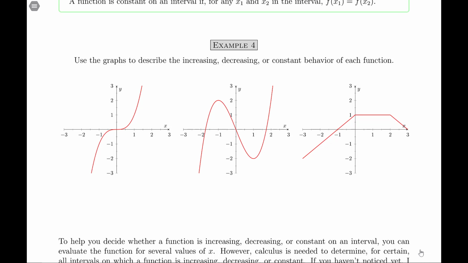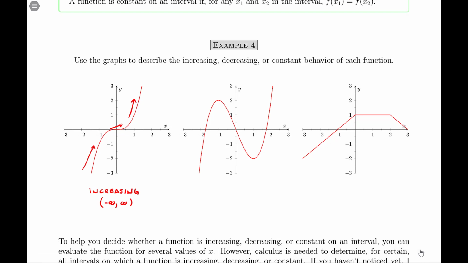For this first graph, this is a cubic function, and it is always increasing. Even in this part right here where it looks like it's flat, if we continued to zoom in on that, you would see that it is still slightly increasing across that entire portion. So it is never constant. As we move from left to right on the x-axis, we see that this function is increasing across its entire domain. So this is increasing from negative infinity to positive infinity.